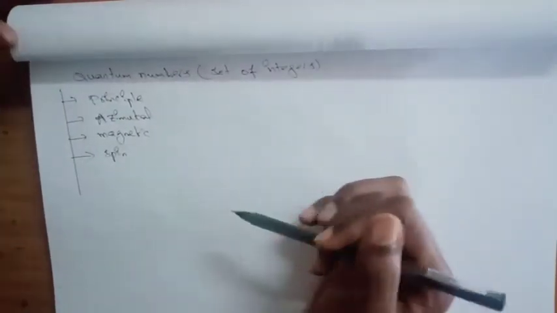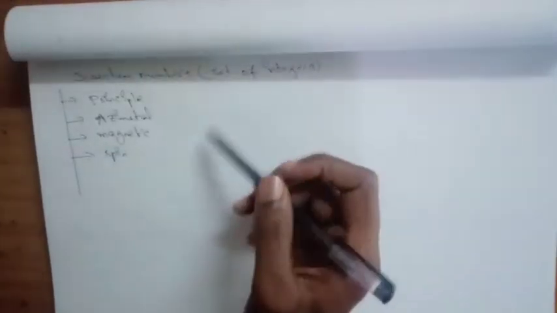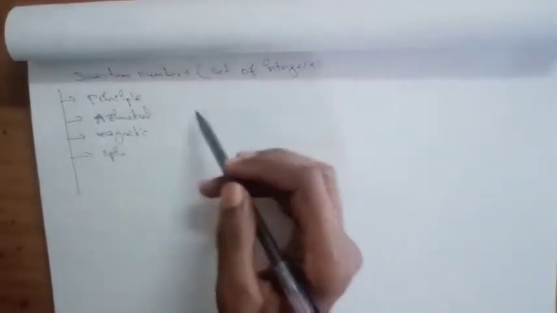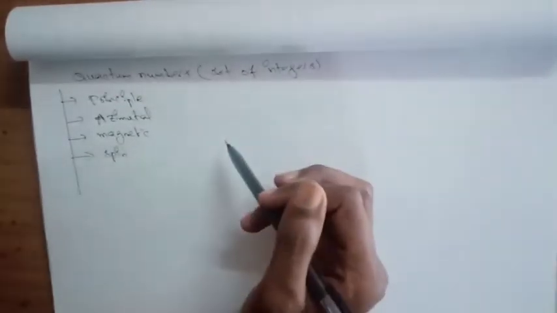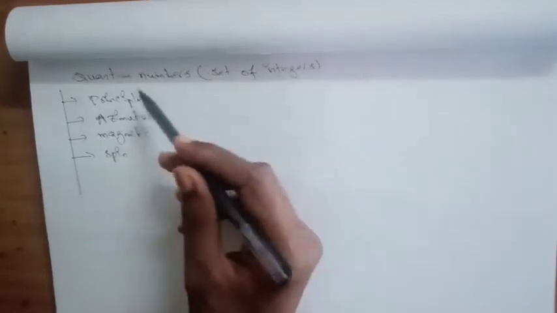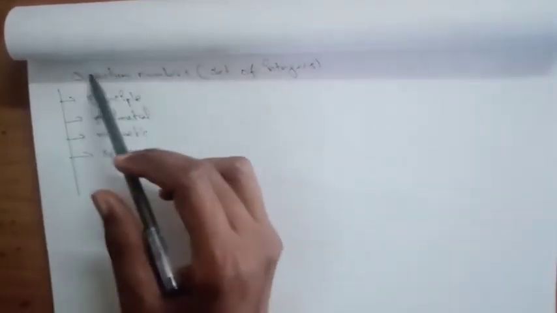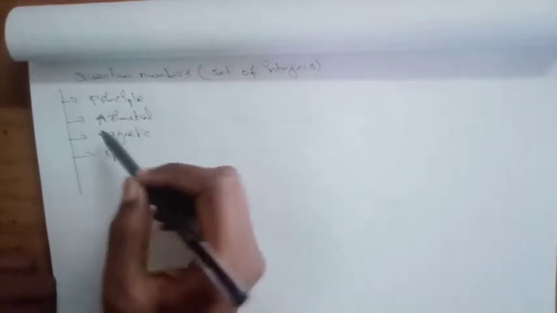Hello everyone. In this video, we are going to discuss quantum numbers. Quantum numbers are a set of integers which define the structure and stability of the atom. Basically, there are four sets of quantum numbers in the atomic structure. The first one is the principal quantum number, and the others are the azimuthal quantum number, the magnetic quantum number, and the spin quantum number.